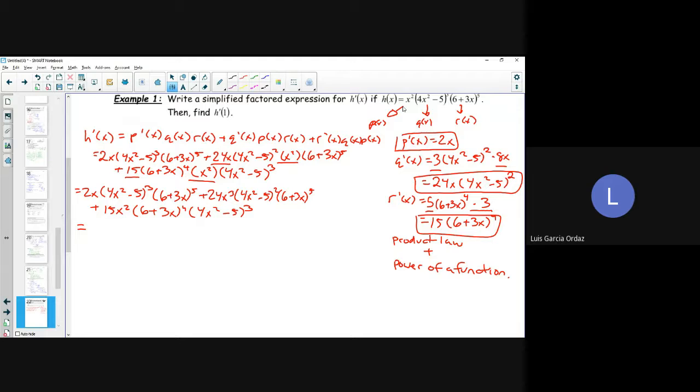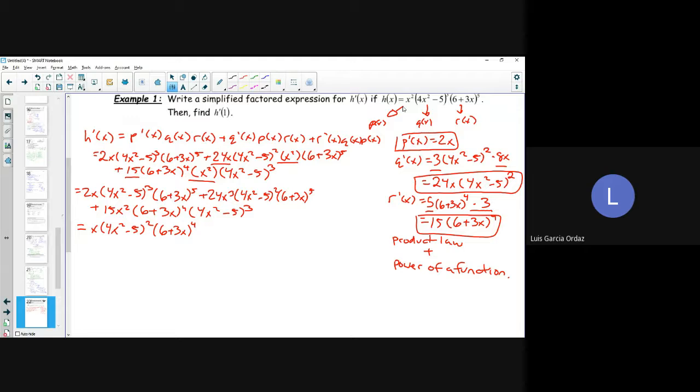Your last one, Mohammed, should be 6 plus 3x to the power of 4. Because we have 6 plus 3x to the power of 5, and to the power of 4. That's fine. So I can factor out an x times 4x squared minus 5 squared times 6 plus 3x to the power of 4.